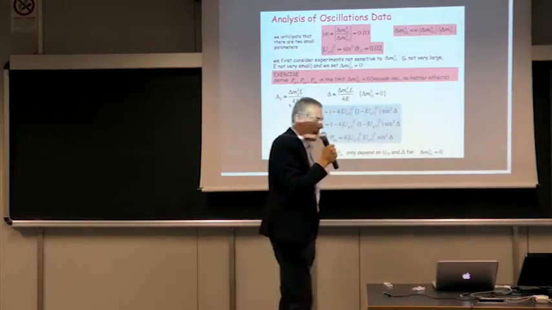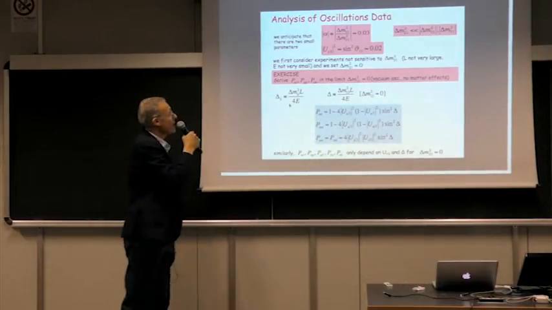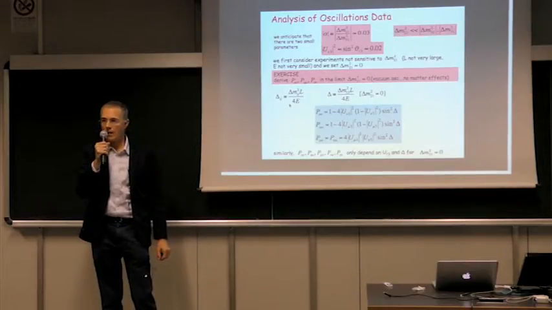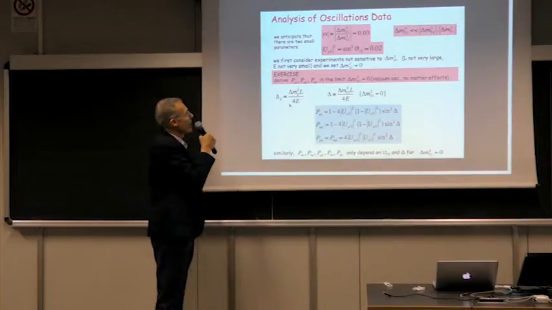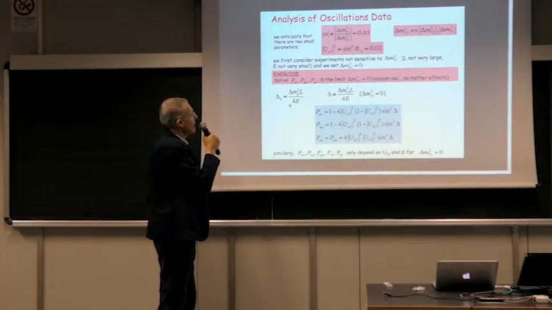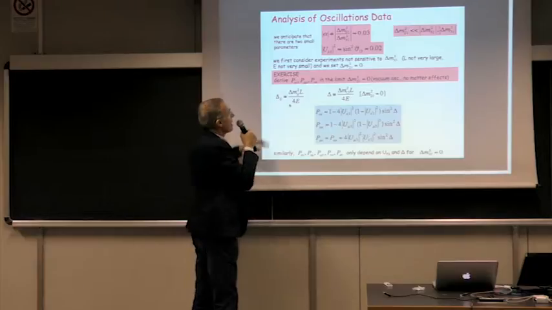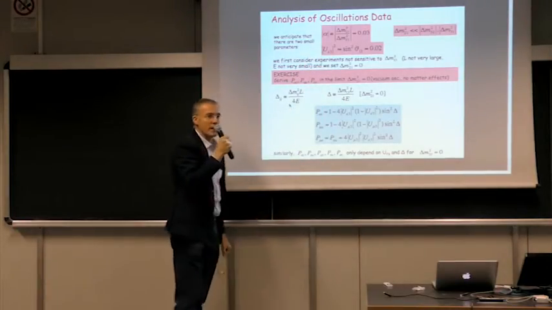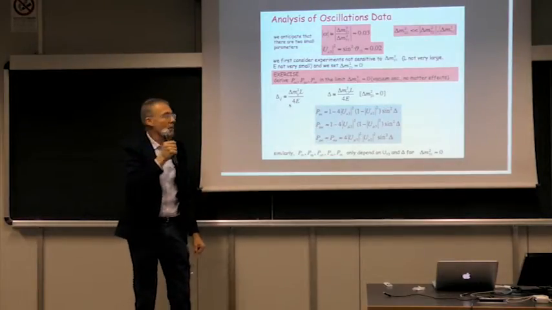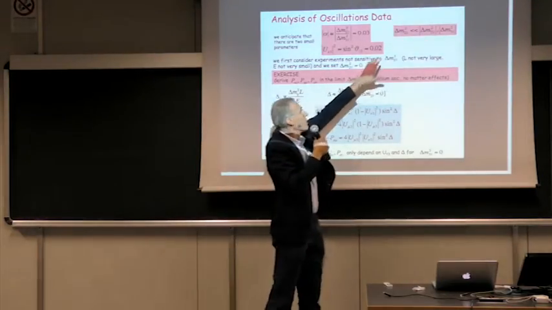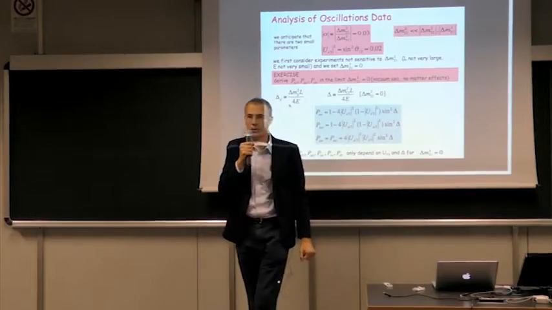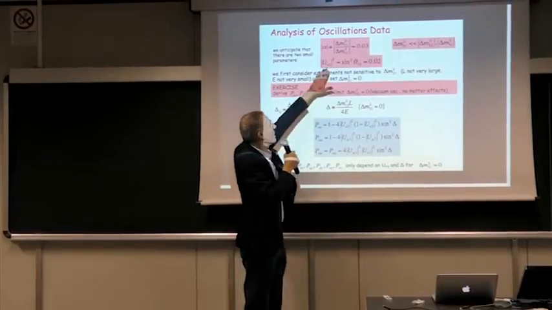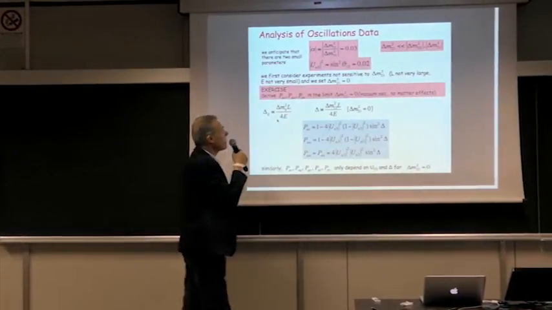And now we can come to the analysis of oscillation data. We are helped in this analysis by the fact that we have 2 small parameters. And I can anticipate that these 2 small parameters are, first of all, the ratio between the 2 independent delta m square. We have a delta m square, if you wish, an oscillation frequency which is much smaller than the other one. And the ratio between the 2 is about 3%.